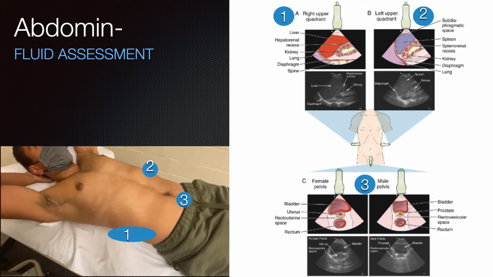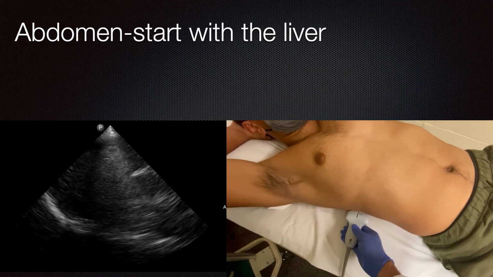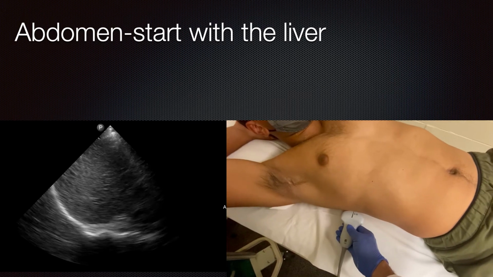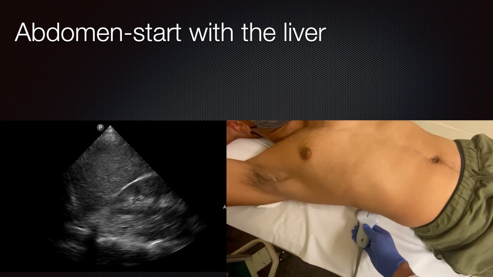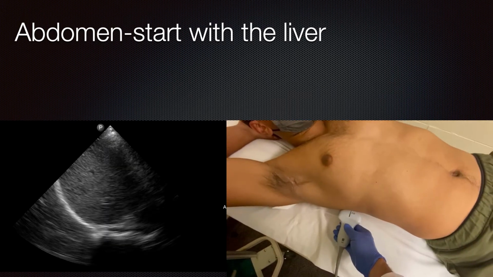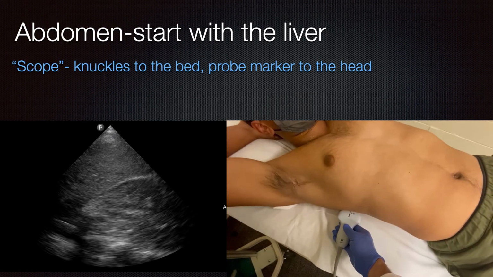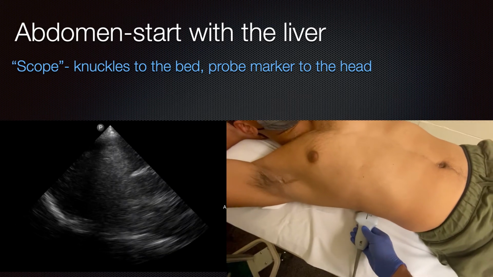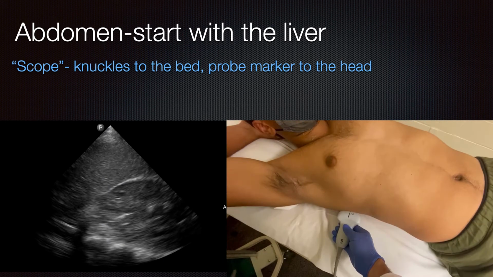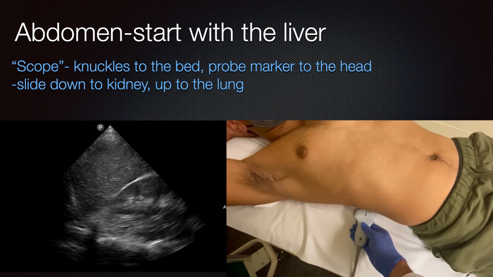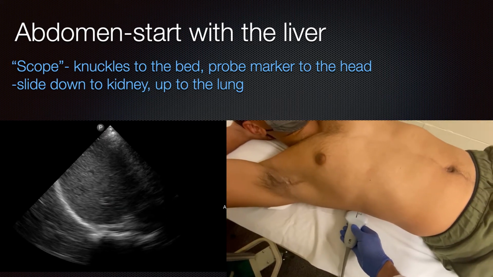So where I usually like to start is looking at the liver. This is the largest organ in the abdomen, and when someone's obese, some of them can be a little bit difficult to find, but if you find the liver, this can be a good landmark of where to look further. And then we want you to hold the probe in this kind of knuckles to the bed scoop fashion here, and you can easily just slide down once you have identified the liver down to the kidney.